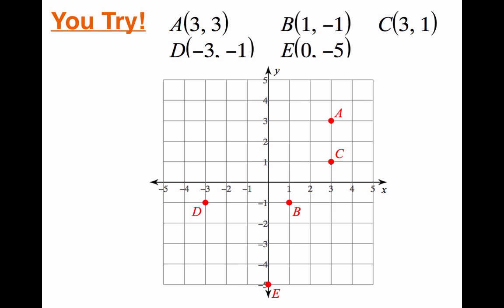A is at 3, 3. B is at 1, -1. C is at 3, 1. D is at -3, -1. And then E is on the axis at 0, -5. And so your graph should look pretty similar to my graph.